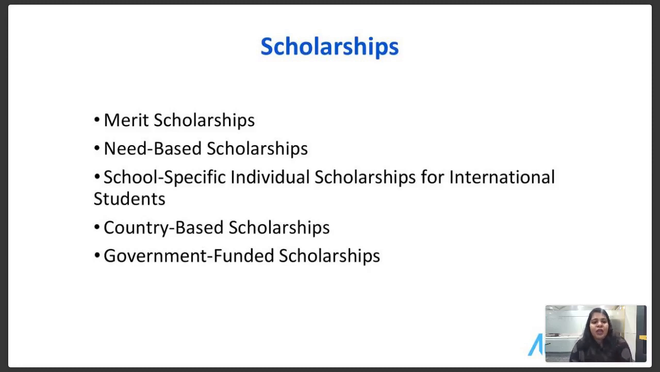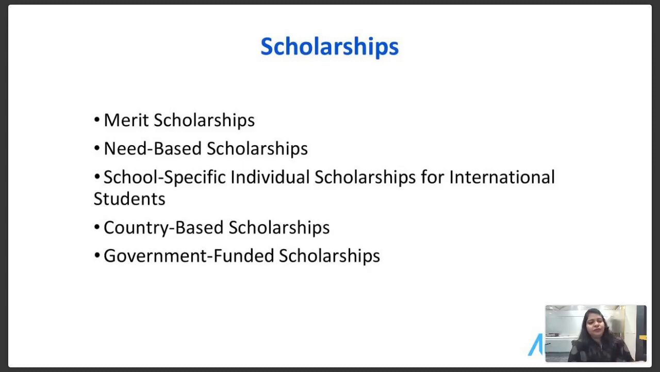School specific individual scholarships for international students. Every university has different departments. They have an engineering department, a law department, a medical department, a business department. Every department has a specific amount of scholarship available to the international students. It can be a Fulbright scholarship, a dean scholarship, or a department scholarship or anything like that. This is again a merit based scholarship.